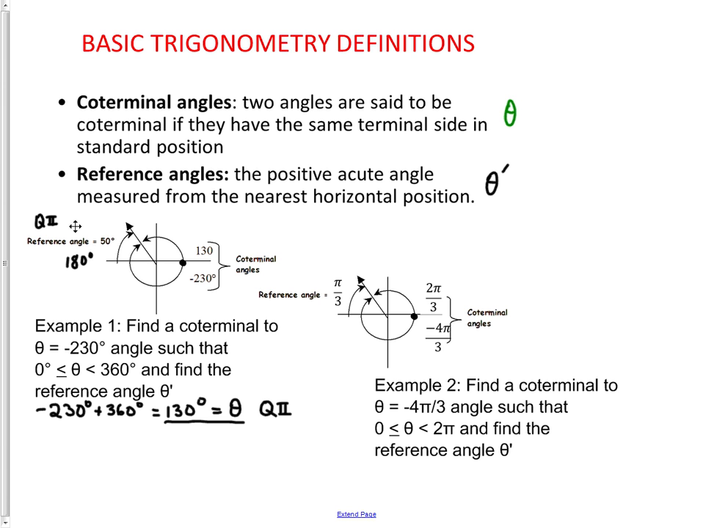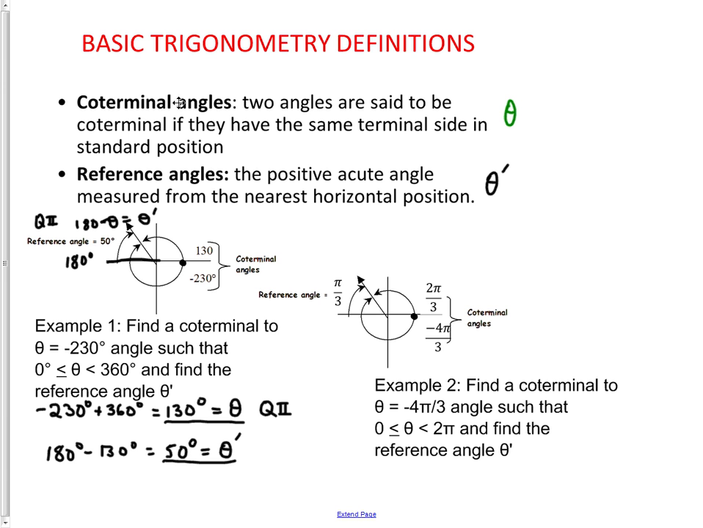So here's what I do. I'm going to take 180 degrees and subtract theta to get my reference angle theta prime. So in this case, 180 degrees minus 130 degrees is equal to 50 degrees. And so 50 degrees is a positive acute angle measured from the nearest horizontal position, measured from the x-axis, that falls closest. So the 50 degrees is our positive acute angle.